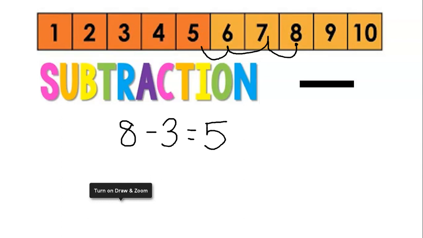Now guys, you can also check this using your hands. So put up 8 fingers. I have up 8 now. So put up 8, and then I want to take away 3. So I'm going to put down 3. 1, 2, 3. How many do I have left? Perfect. 5. Okay, let's do another one.